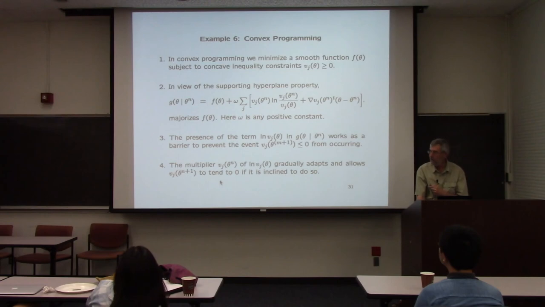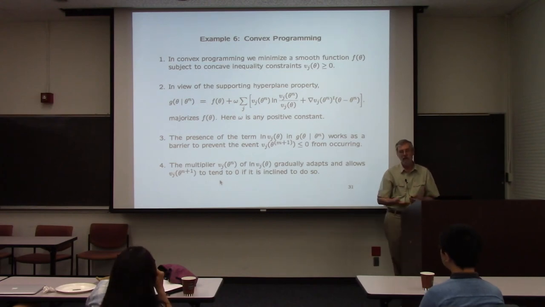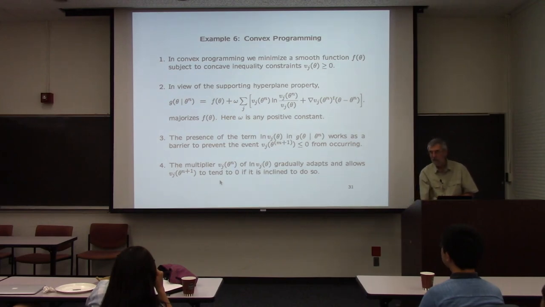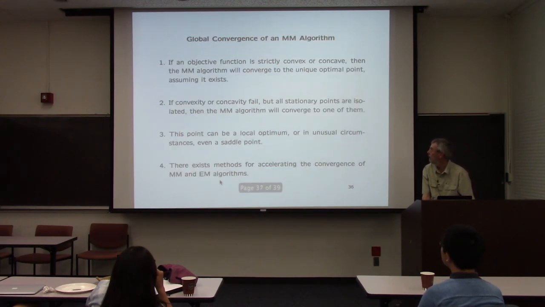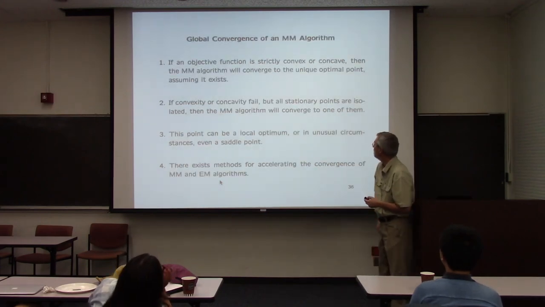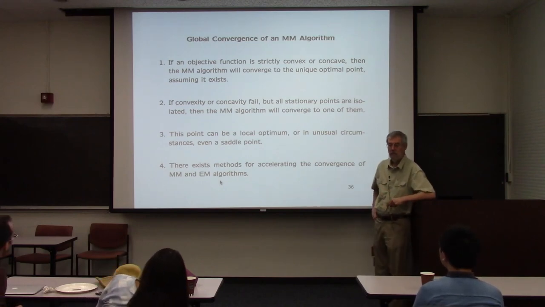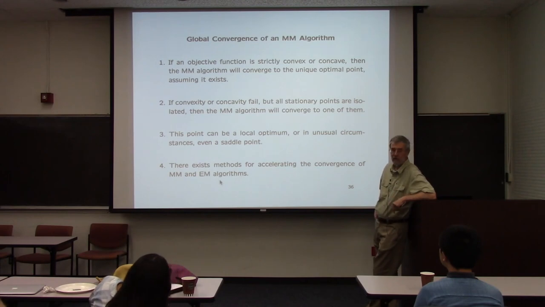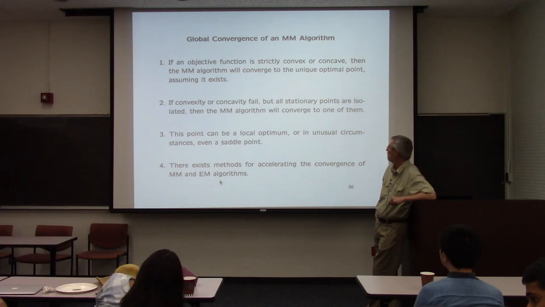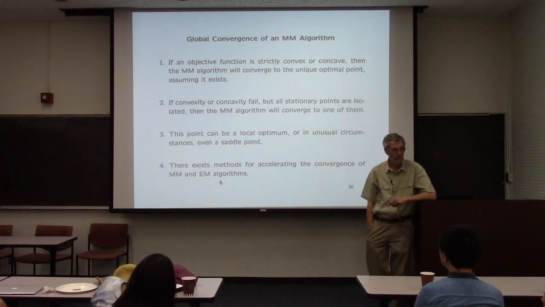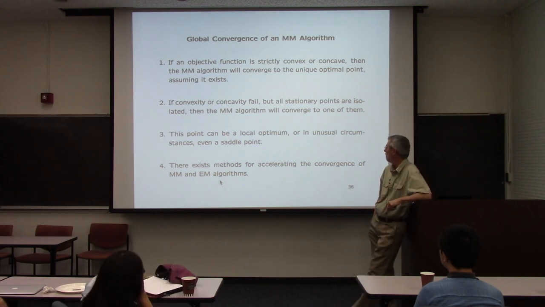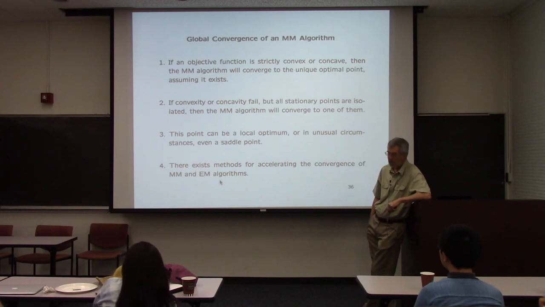Okay, I'm not going to go through convex programming. That's a way of motivating interior point methods from this MM perspective, which is a big deal in optimization theory. I'll just go to some comments about convergence. If you have convexity of your objective, these algorithms tend to converge to the unique optimal point. So there is a class of problems where they're known to perform very well. If you don't have convex functions, then about all you can say is that the algorithm will tend to converge to one of the stationary points of the function. But it may not be a local optimum, maybe a saddle point.